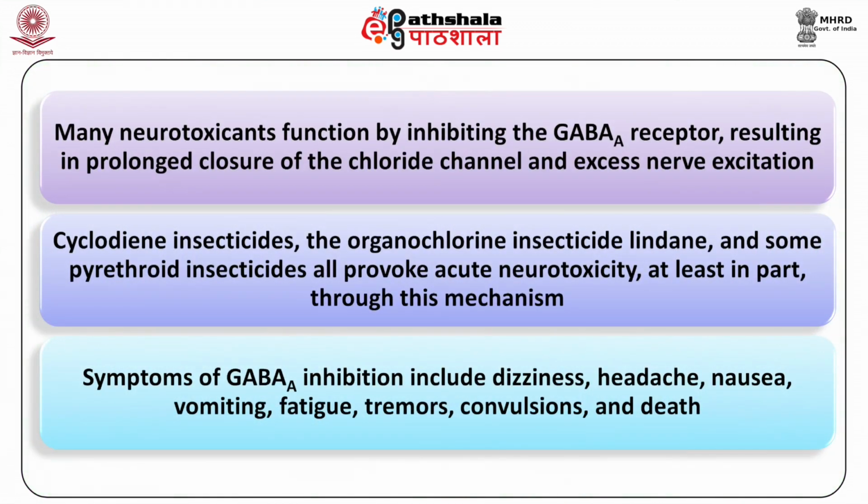Many neurotoxicants function by inhibiting the GABA receptor, resulting in prolonged closure of the chloride channel and excess nerve excitation. Cyclodiene insecticides, namely dieldrin, the organochlorine insecticide lindane, and some pyrethroid insecticides all provoke acute neurotoxicity, at least in part, through this mechanism. Symptoms of GABA inhibition include dizziness, headache, nausea, vomiting, fatigue, tremors, convulsions and death.